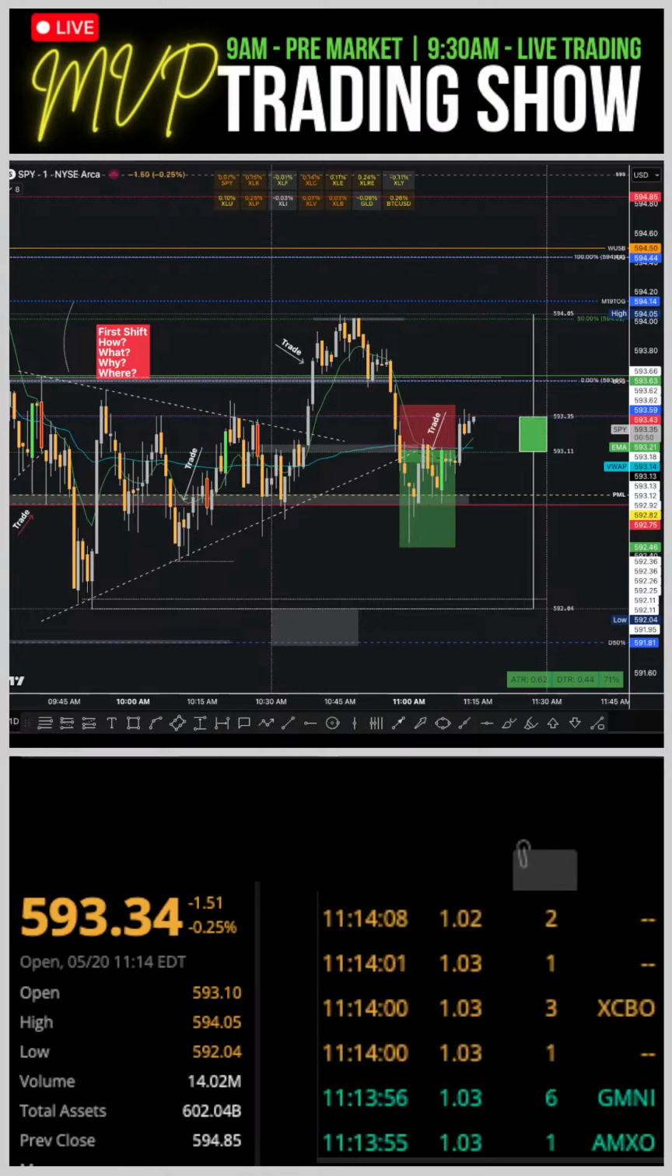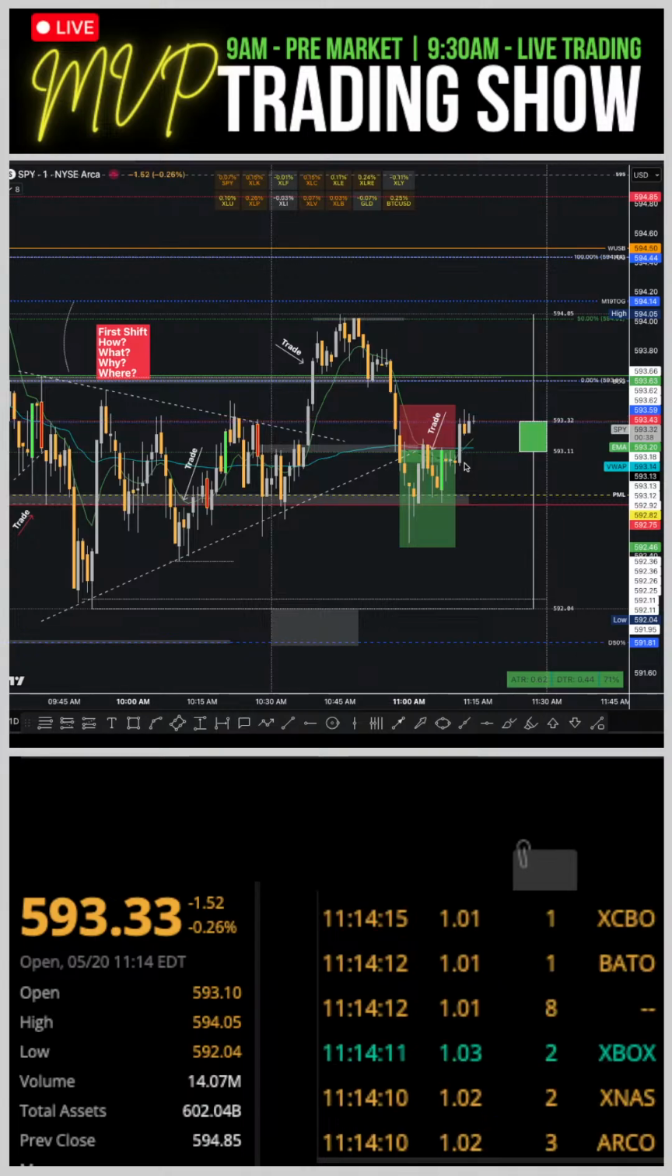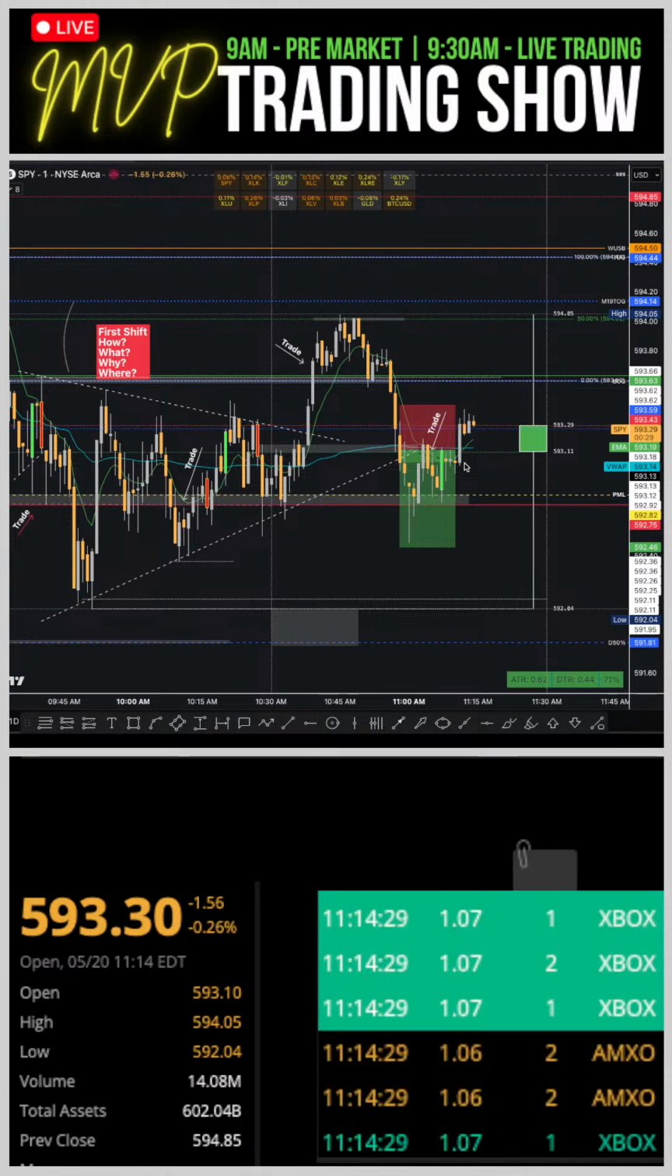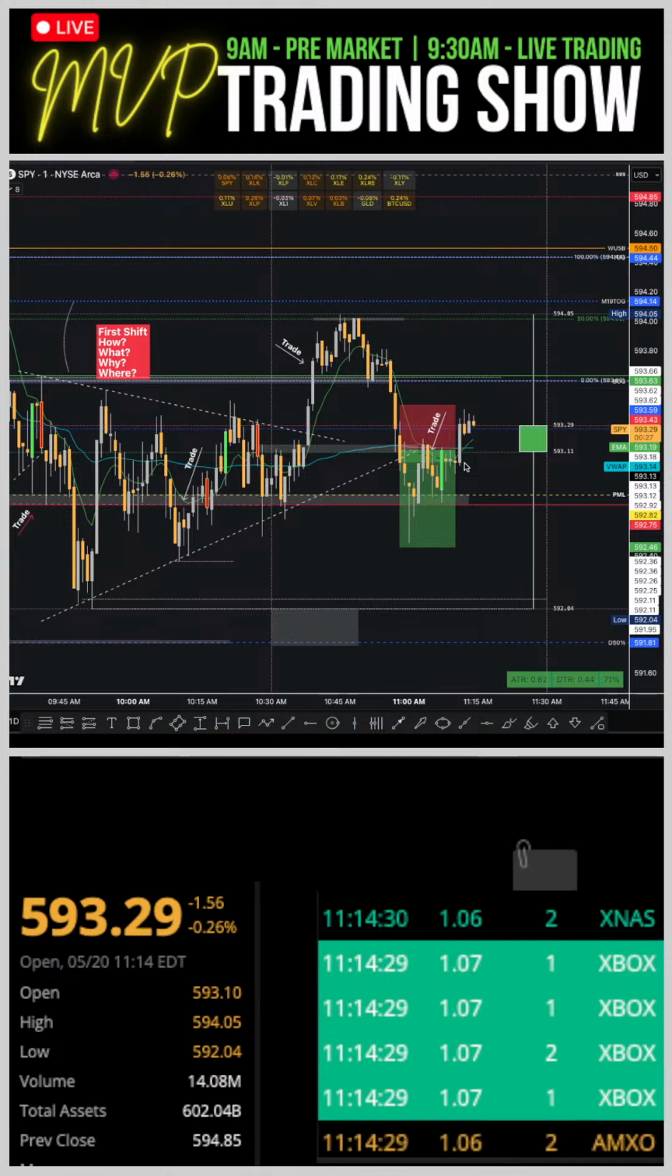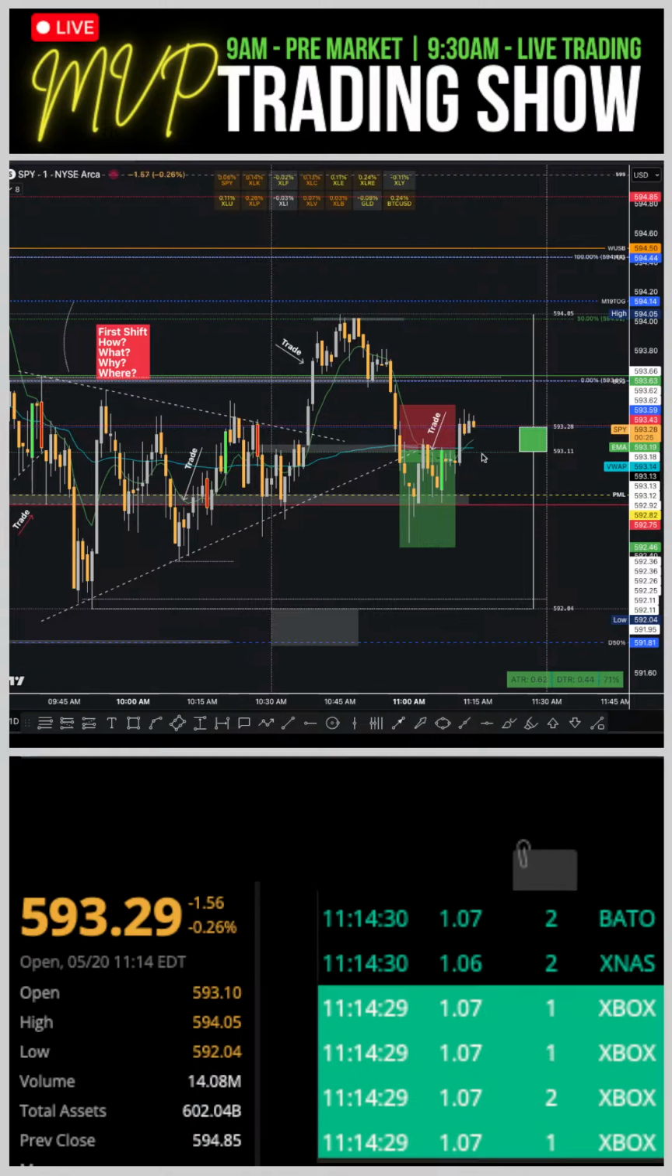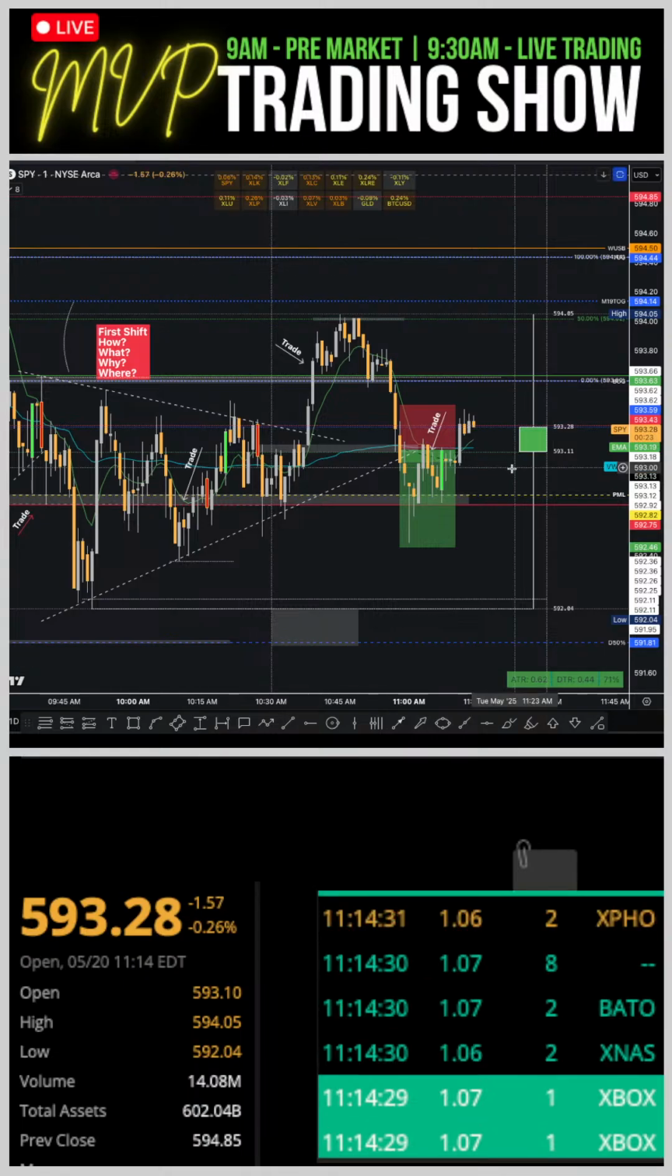So Slayer is bullish. I'm bullish too. If we can stay above that 593.11, I'm bullish. We got a lot of bulls. It's easy to say bullish when we're above that daily open, right?